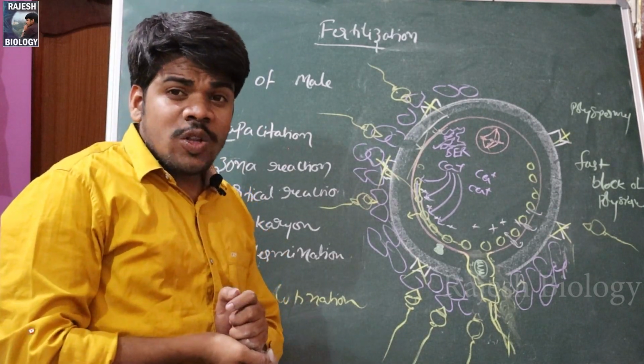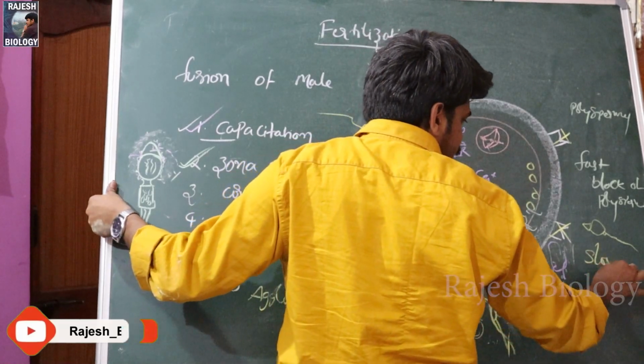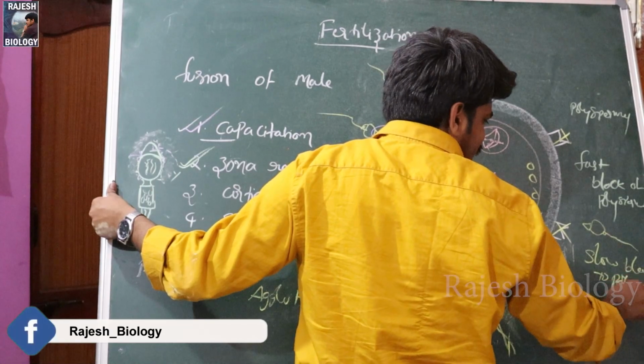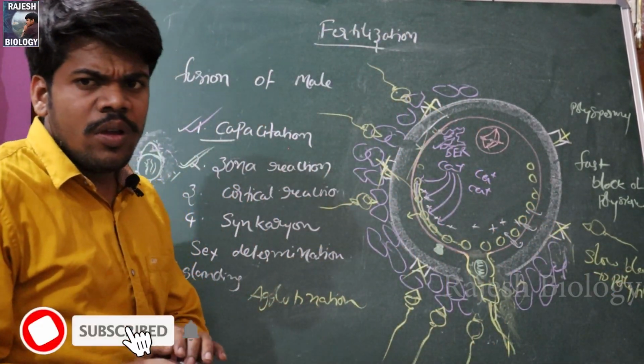So it also prevents polyspermy. This is the slow block to polyspermy. This is the slow block to polyspermy.